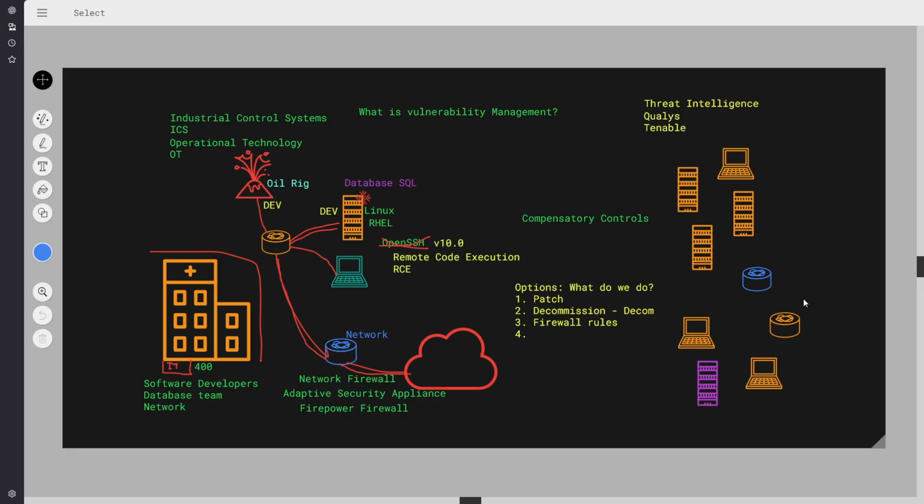The types of assets that you can expect to find. In a nutshell, what an ICS and OT is, so an industrial control system and operational technology. A general overview of how a corporation structure can look for a technology team or a technology department.